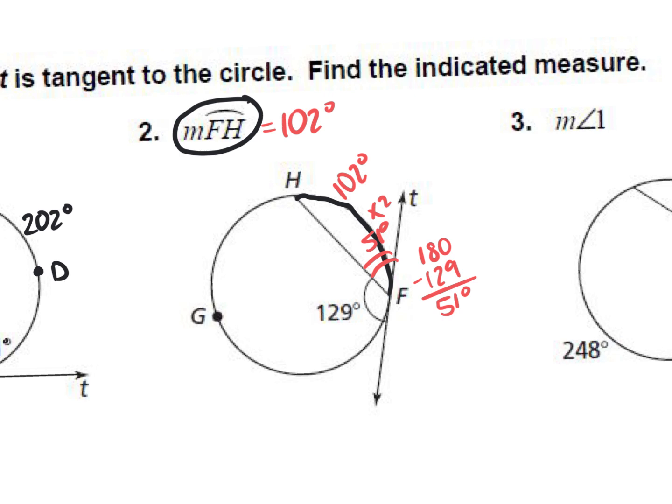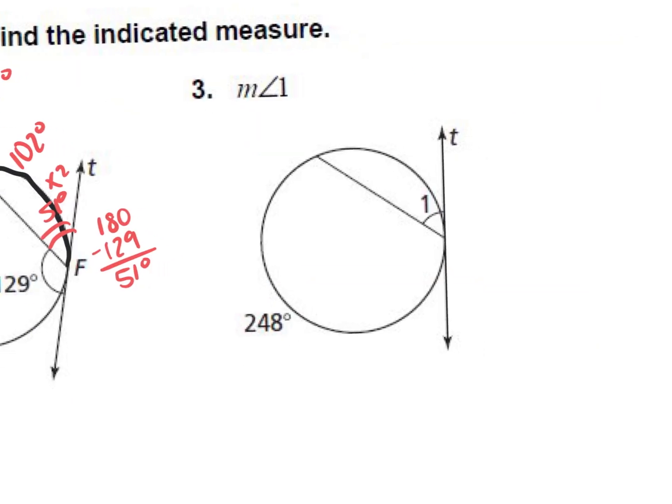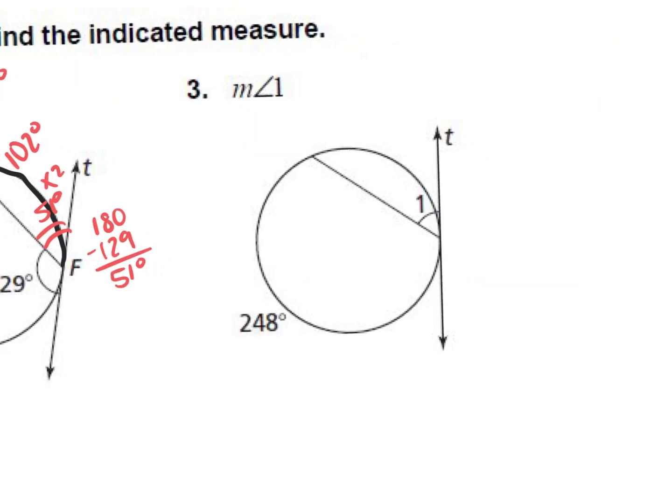Andrew? I understood it in class, but then when it came to the homework, it didn't really make sense. Yep, we're going to go over the homework. So I'm glad that you said that. Okay. All right. Number 3, the measure of angle 1. What can I do here? Shayla?